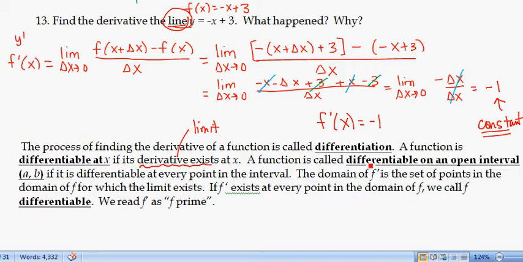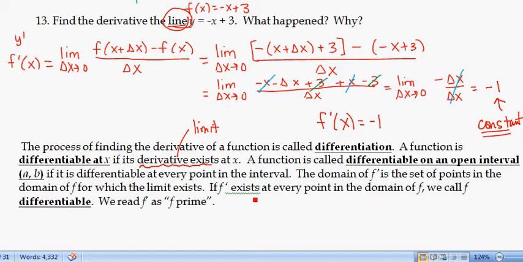A function is called differentiable on some open interval if it's differentiable for every point in that interval. And the domain of f prime is the set of points in the domain of f for which the limit exists. And if f prime exists at every point in the domain of f, then we just call f differentiable.